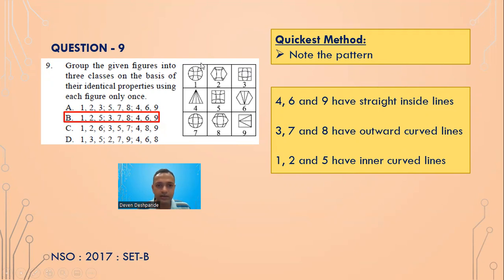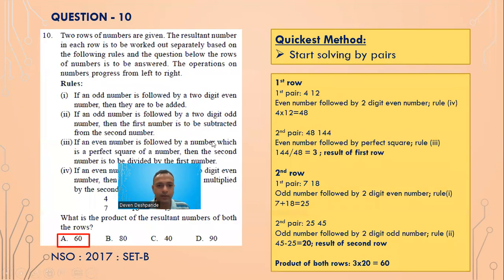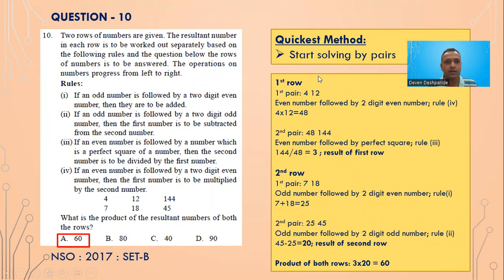Here the curve is like this. Here the curve is like this. Again, curve like this. Concave. And here it is convex curve. So here it is concave. Here it is convex. So the grouping is 1, 2, 5, 3, 7, 8, and 4, 6, 9. Okay, next one. 2 rows of numbers are given.